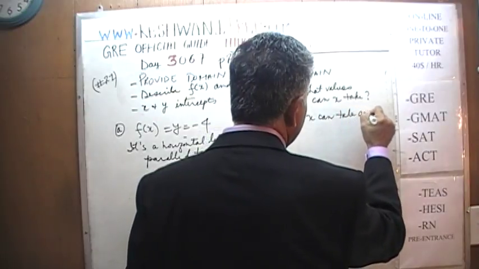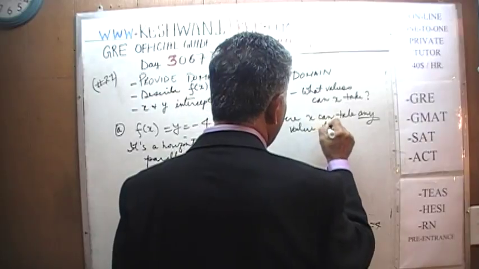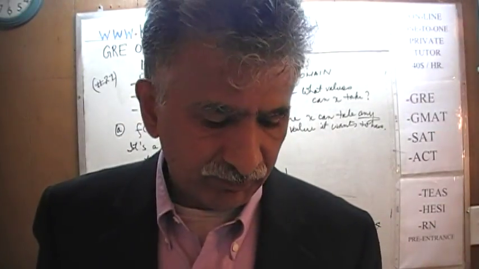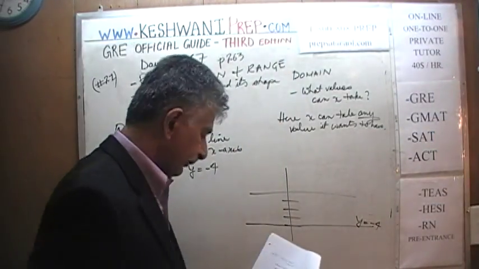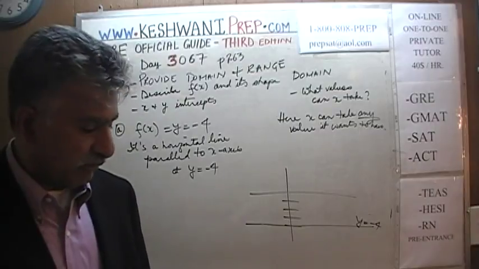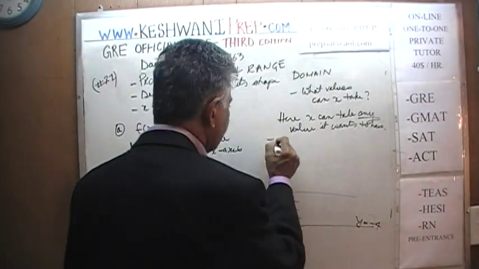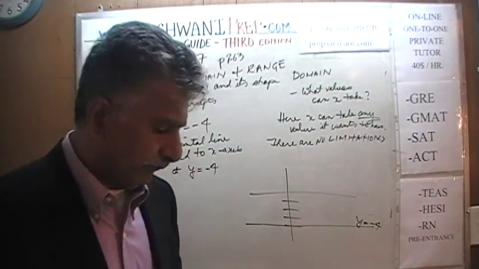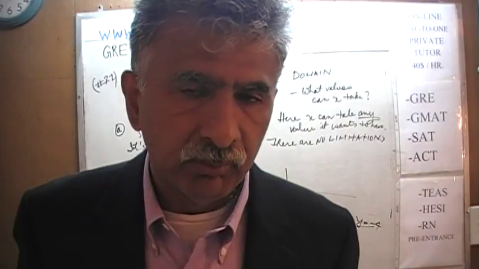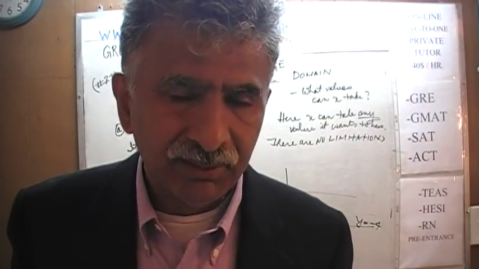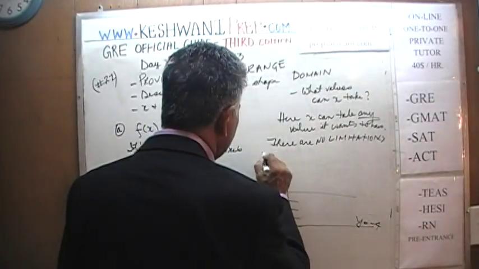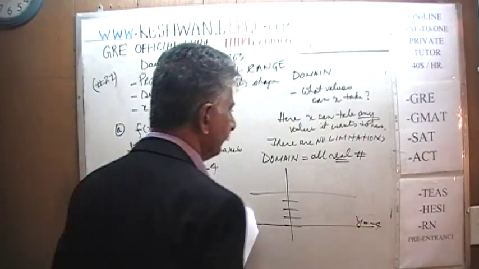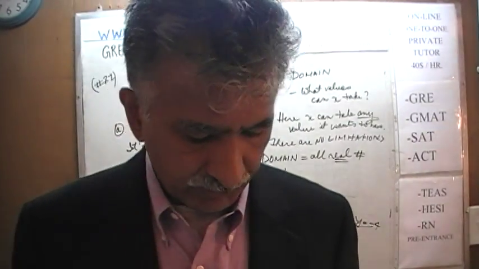X can take any value it wants to have. X can be negative, positive, fraction, 0, 1, whatever you like, doesn't matter. There are no limitations. But the question is, how do we say this in the language of mathematics? When we want to say that there are no limitations on what x can be, we'll simply say the domain is made up of all real numbers. Domain is a set of all real numbers.